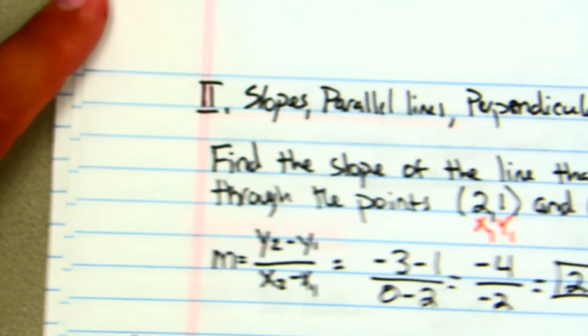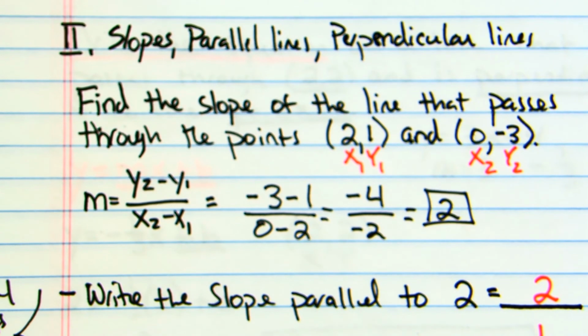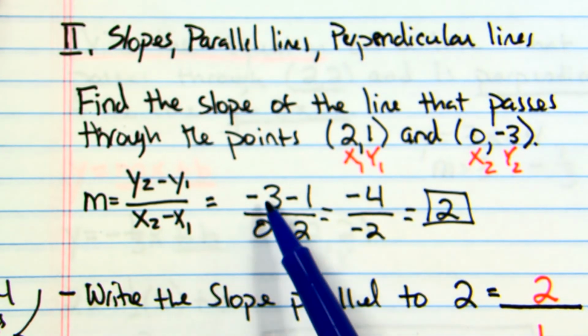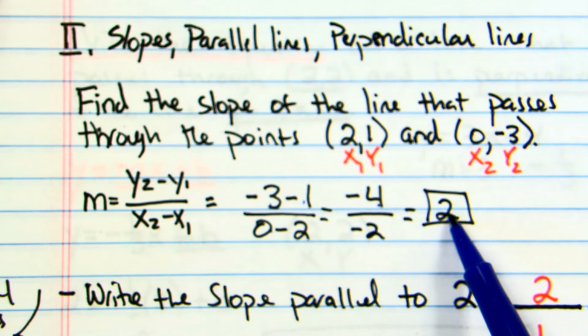Now, on this part, there are several things we can do. In this problem, it says find the slope of the line that passes through the points (2, 1) and (0, -3). I just set it up and say y2 minus y1 over x2 minus x1, -4 over -2 results in 2. So the slope of that line is 2.